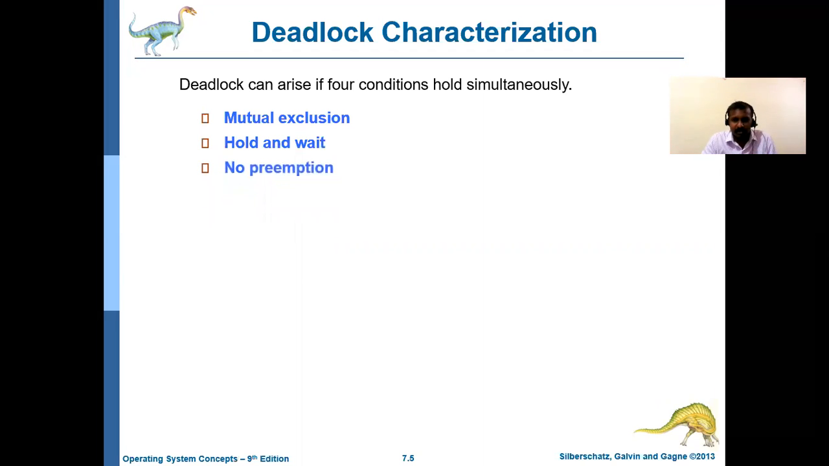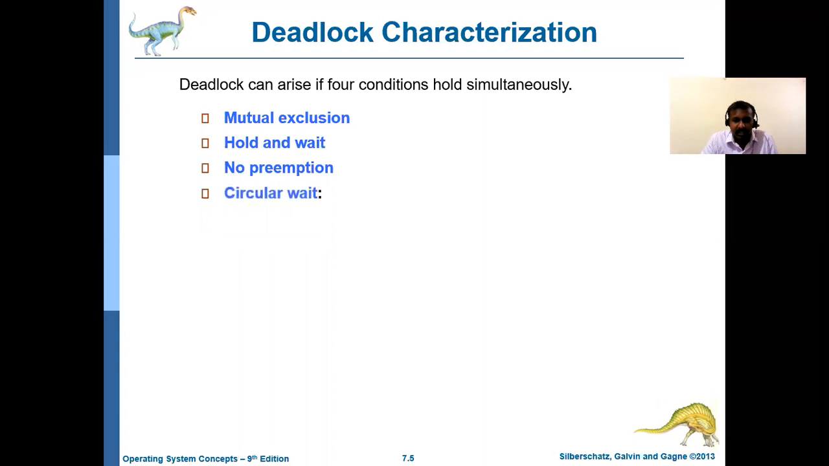The third is no preemption. No preemption in the sense the operating system cannot forcefully take away any resource from any process. So that is called no preemption. The process should voluntarily give up the resource. Once the process completes its job, it should voluntarily give up the resource, and the operating system cannot force any process to give up the resource. So that condition is called no preemption.